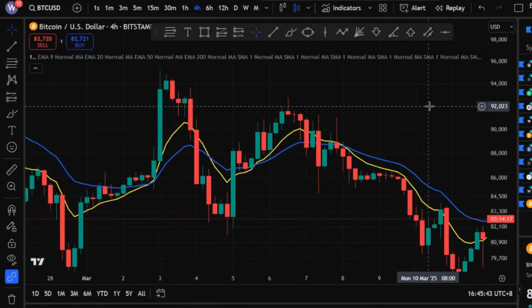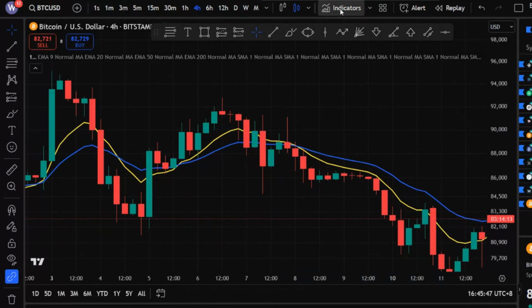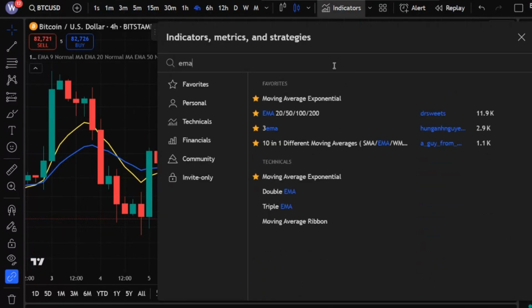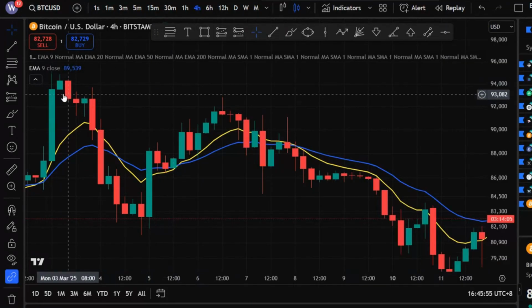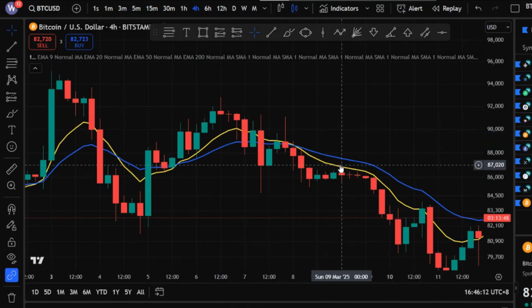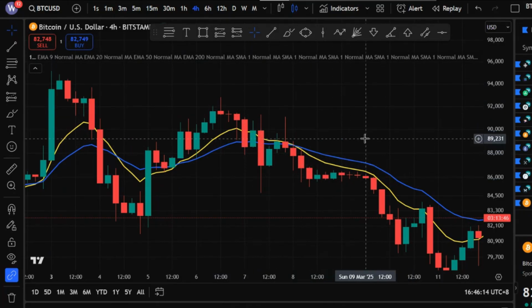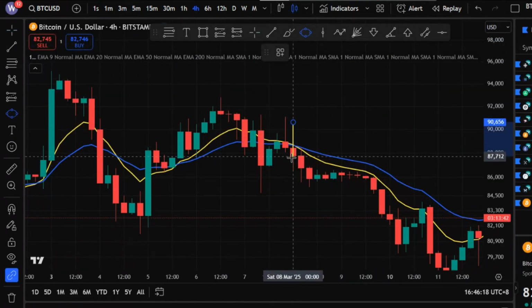All right, this is how your EMA indicators will look. Just hit the indicators, type EMA, and choose the moving average exponential. Once you have it there, just click one time and make sure that you have the correct settings. The 2 EMAs that I'm using right now are the 9 EMA in yellow and the 50 EMA in blue.